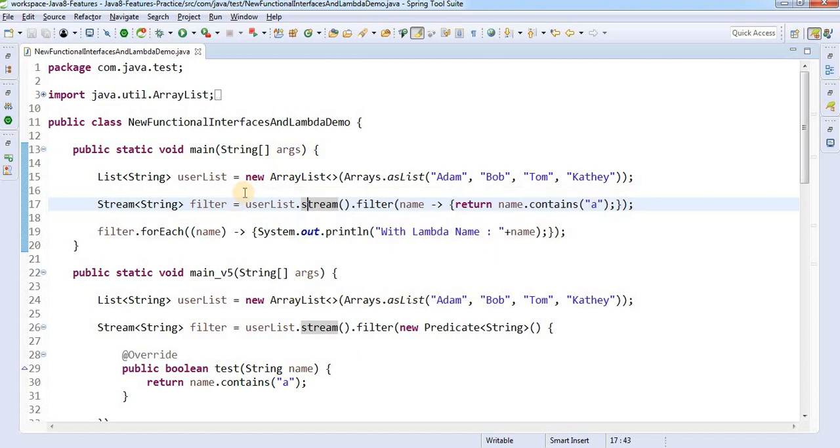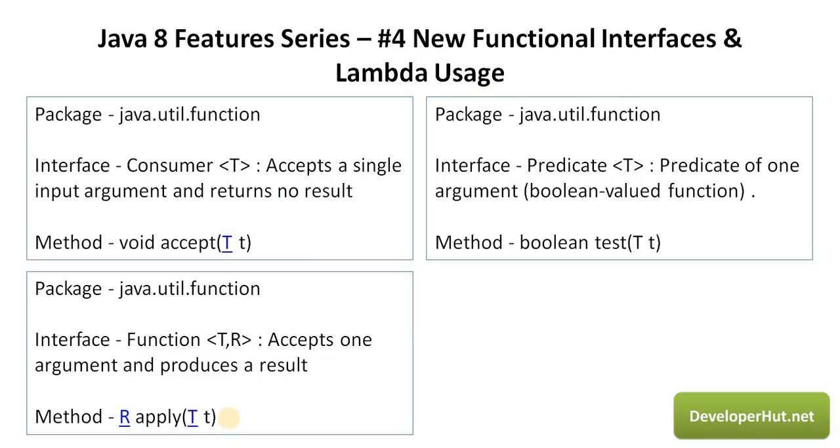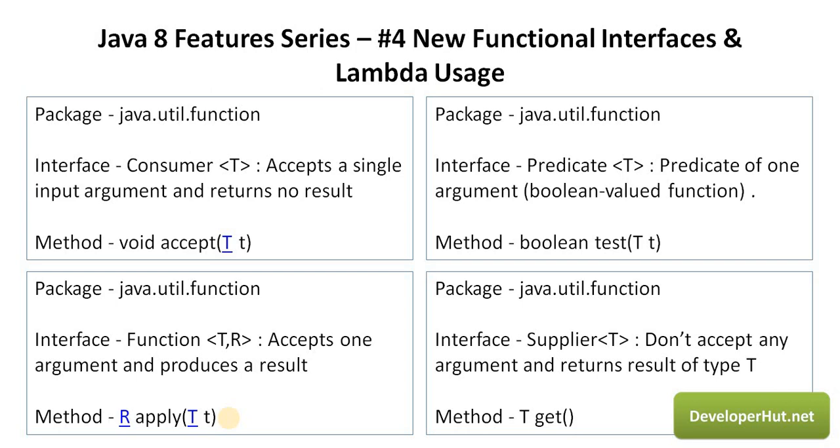Now let's move to the last interface. Our last interface is the supplier interface. The supplier interface does not accept any argument; however, it returns a result of type T. We can say supplier is the exact opposite of the consumer interface, where the consumer interface accepts a single argument and returns no result. However, supplier does not accept any argument, but there is a result which will be returned from its method.